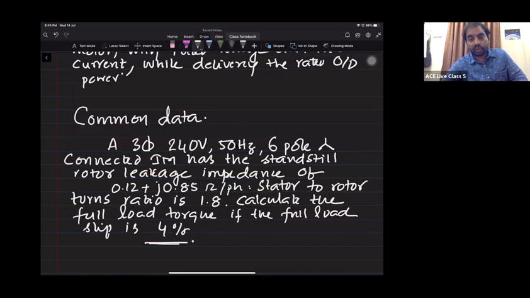If the power factor is given on the nameplate details, it is the full load value. Whatever data is given on the nameplate is always full load. Please remember.